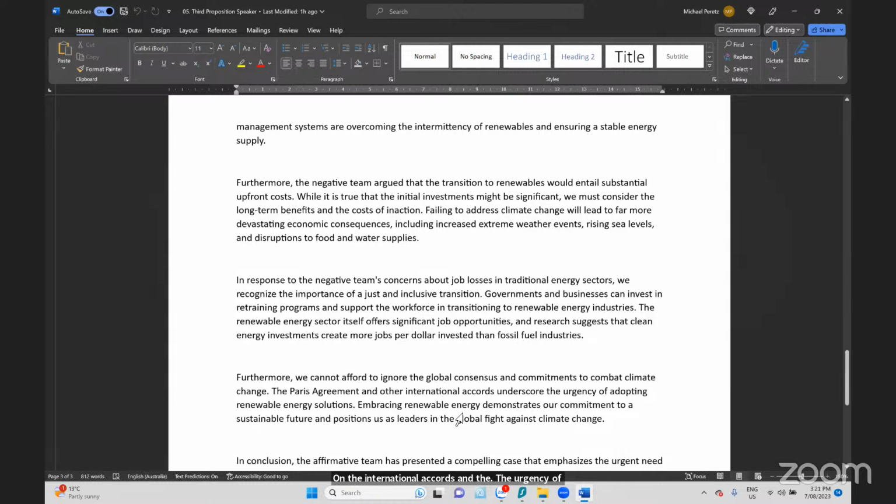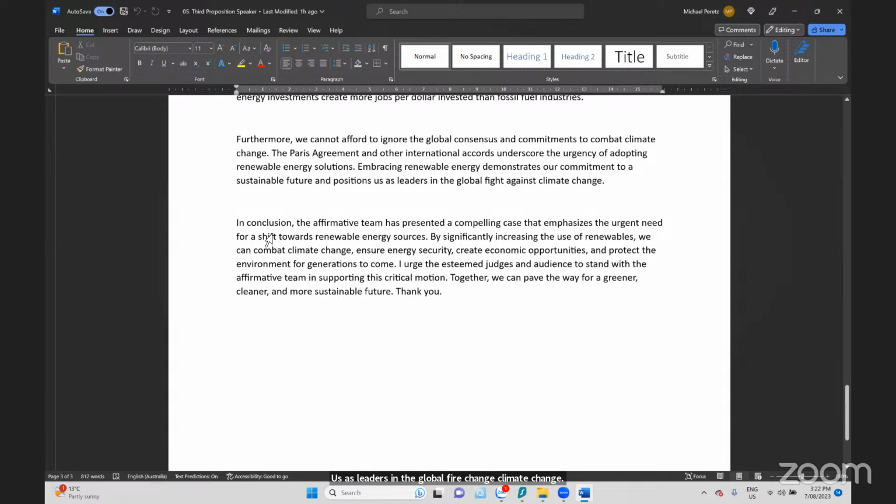Embracing renewable energy demonstrates our commitment to a sustainable future and positions us as leaders in the global fight against climate change. In conclusion, the affirmative team has presented a compelling case that emphasizes the urgent need to shift towards renewable energy sources. By significantly increasing the use of renewables, we can combat climate change, ensure energy security, create economic opportunities, and protect the environment for generations to come.